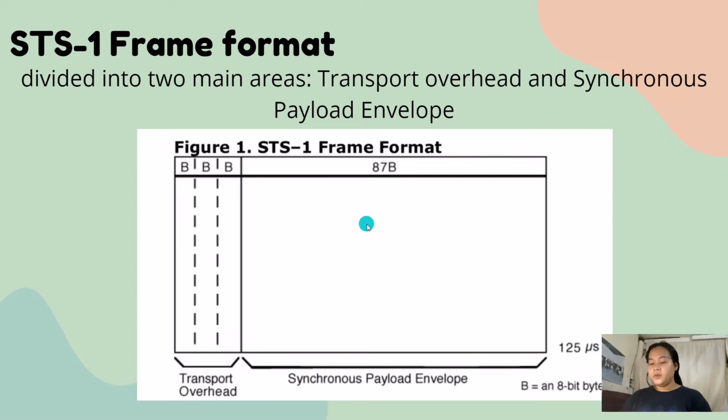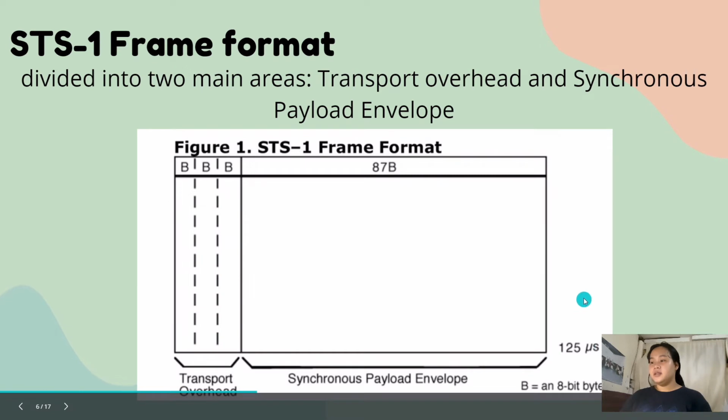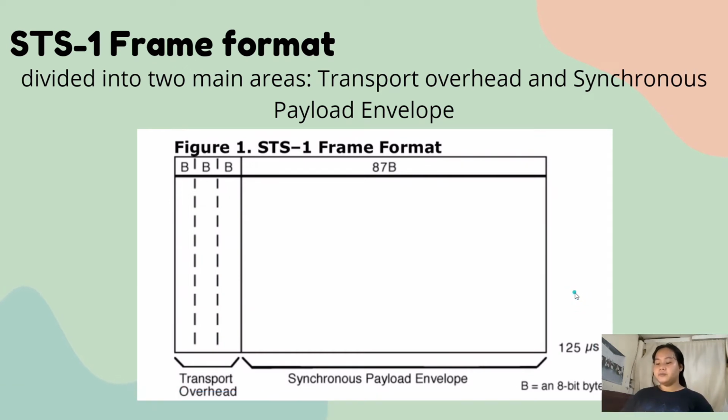We come up with 810 bytes because we have 9 rows and 90 columns. Its frame length is 125 microseconds, which totals 8,000 frames per second. The order of transmission of bytes is by row, from top to bottom and from left to right, with the most significant bit first.